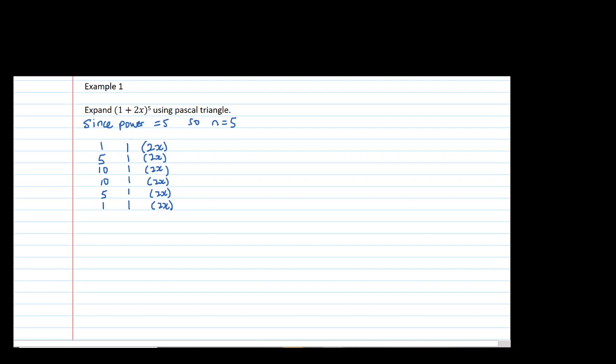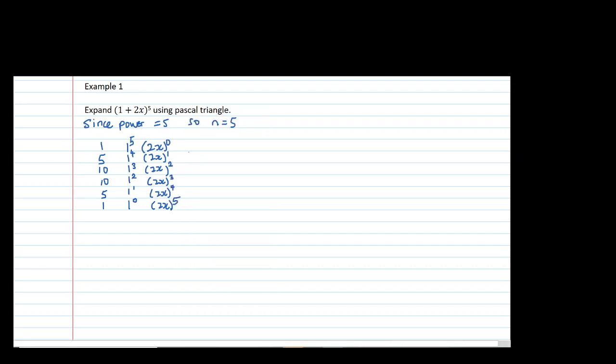Next, for the 1 here, since the power is 5, we're going to start with the power 5, so you go 5, 4, 3, 2, 1, 0. Now for 2x, you will start with 0 at the top and go down to 5 at the bottom: 5, 4, 3, 2, 1, and 0.